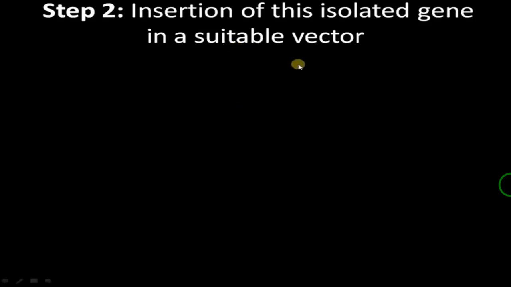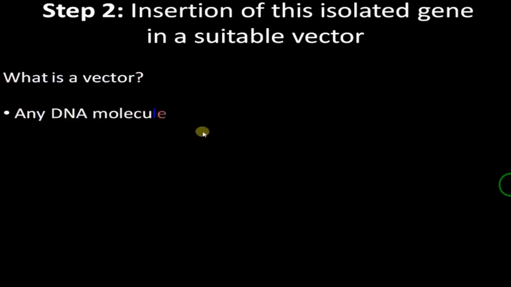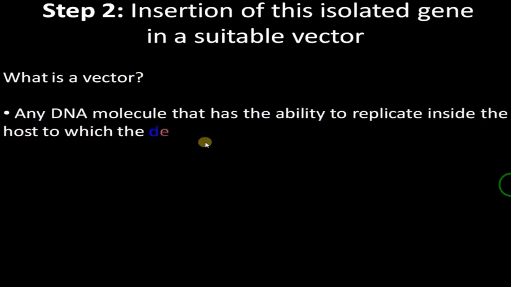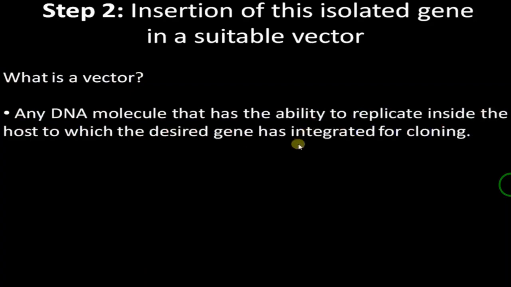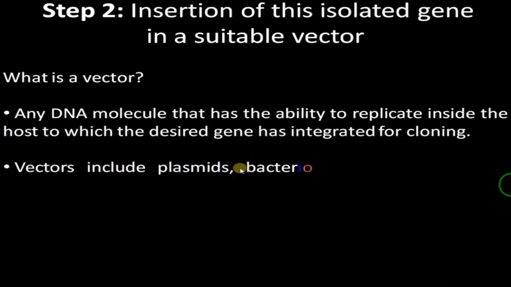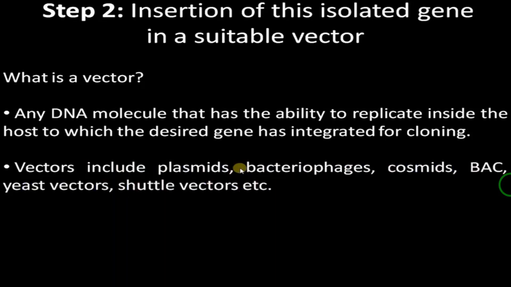Step 2, insertion of this isolated gene in a suitable vector. Insertion, that's the second step. So what is a vector? Any DNA molecule that has the ability to replicate inside the host, to which the desired gene is integrated for cloning. So that is the ability to replicate. Vectors include plasmids, bacteriophages, cosmids, BACs, yeast vectors, shuttle vectors, etc.